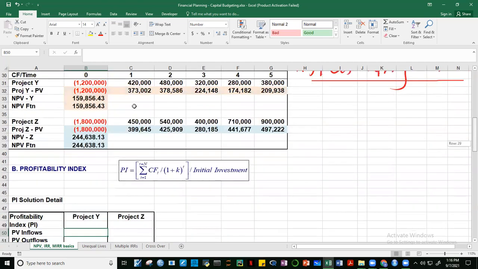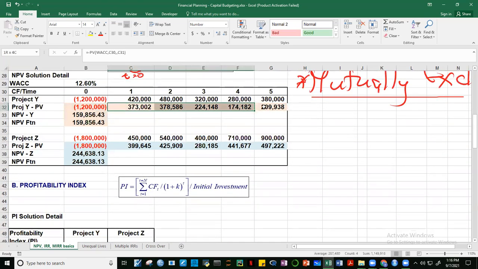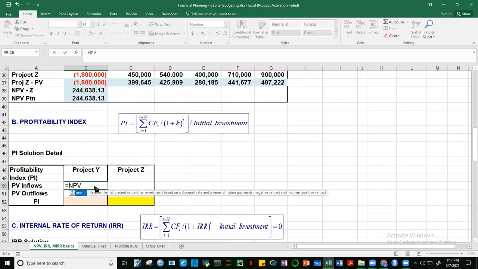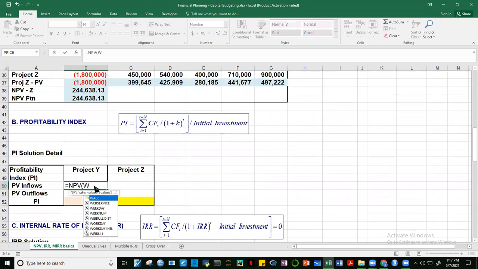You can actually add these already. This is the present value of our cash inflows. Or we can use the NPV function: the rate is WACC, then a comma, then our values will be for Project Y, this one.